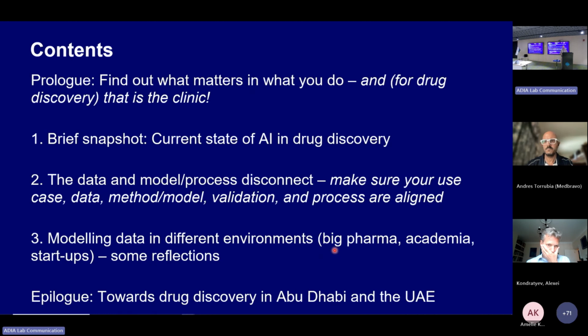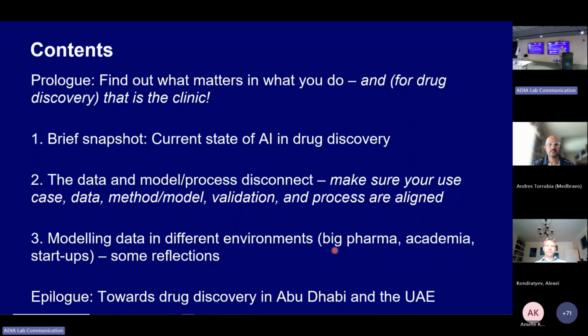So there's only 1 slide. Then I will talk about the current state of AI and drug discovery, review that a bit. I'll tell about the data and model process disconnect, and that's quite big in the life sciences. And the bottom message of that is make sure that your use case, the data you have, the model and the validation and the process are aligned. It's quite easy to find a solution for the wrong problem, but that actually doesn't advance anything. And I will share a bit about my experience working in big pharma, academia and startups, trying to put that into good use, into practice.